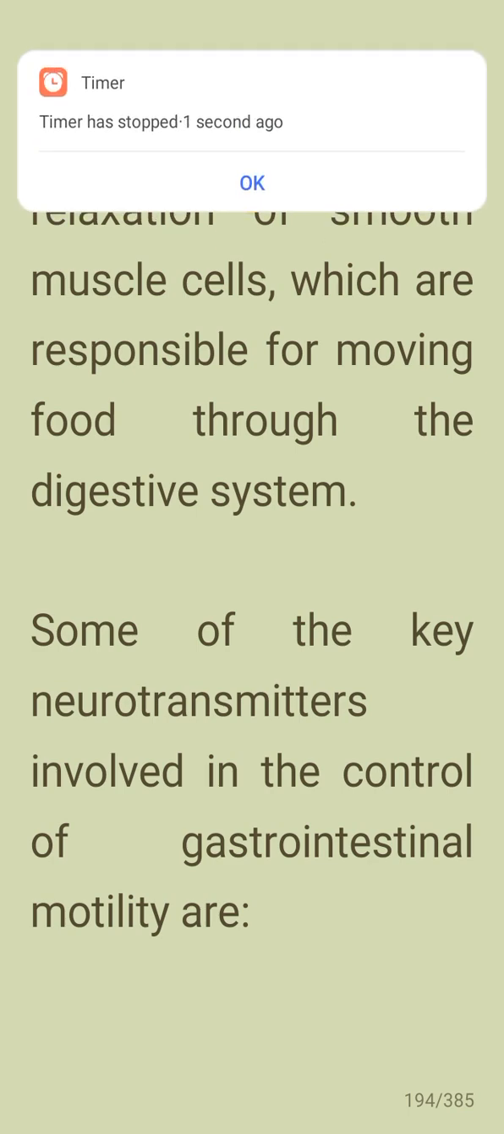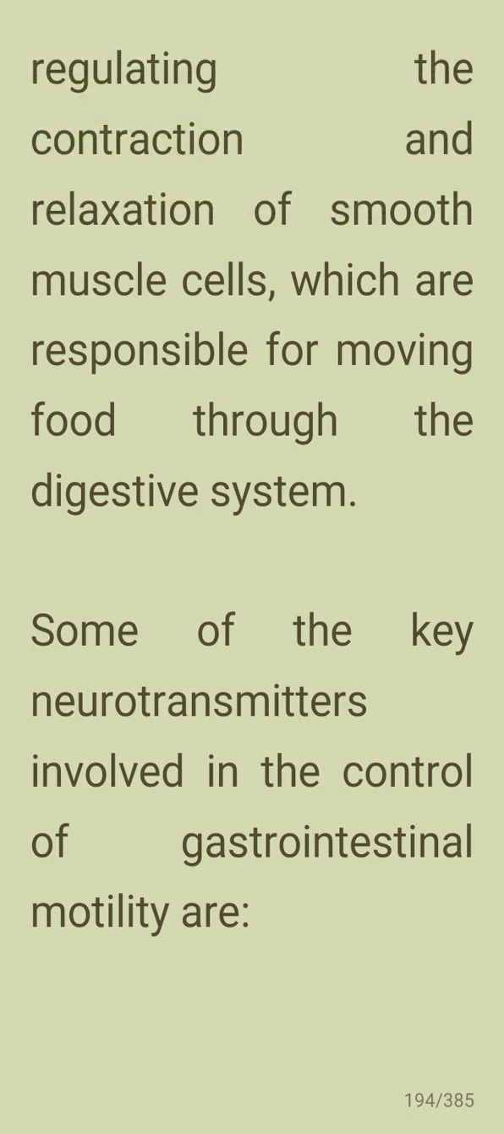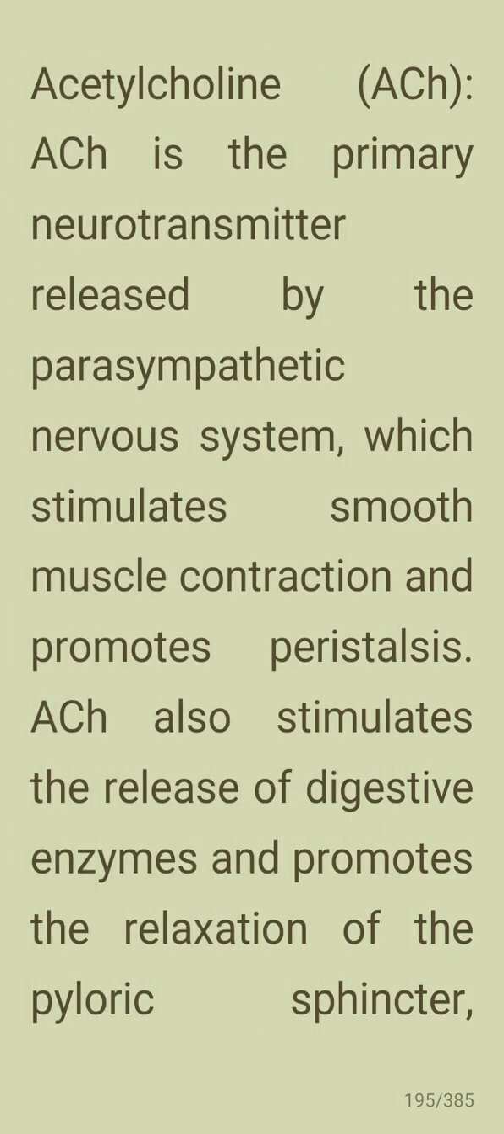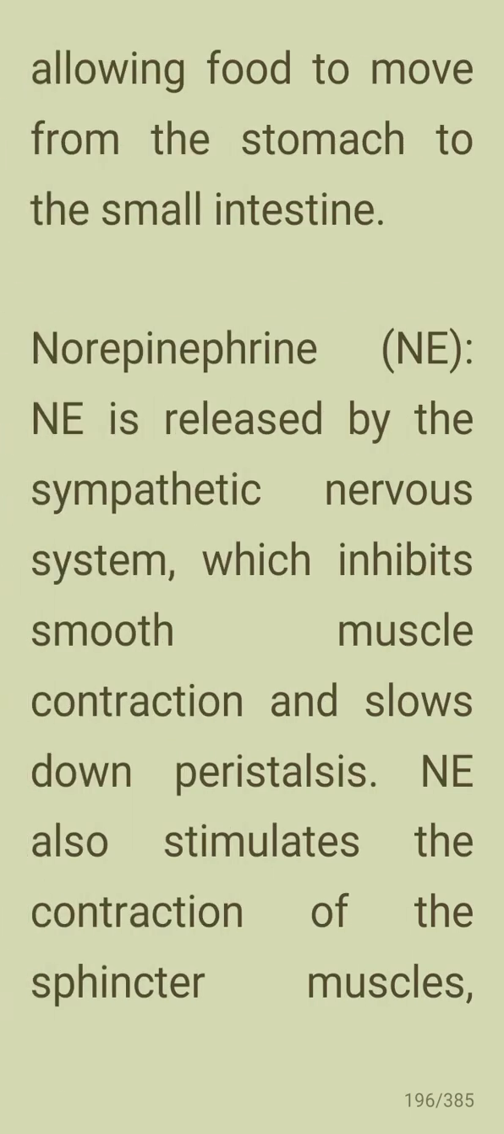Some of the key neurotransmitters involved in control of gastrointestinal motility are acetylcholine. Acetylcholine is a primary neurotransmitter released by the parasympathetic nervous system, which stimulates smooth muscle contraction and promotes peristalsis. ACH also stimulates the release of digestive enzymes and promotes the relaxation of the pyloric sphincter, thus allowing food to move from the stomach to the small intestine.